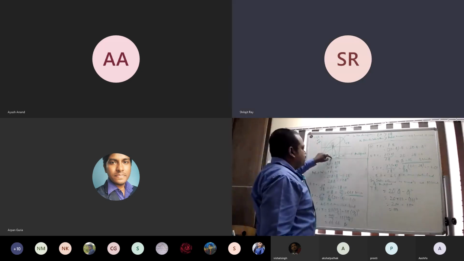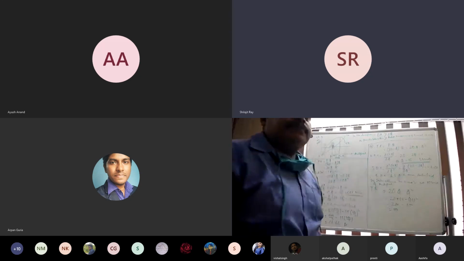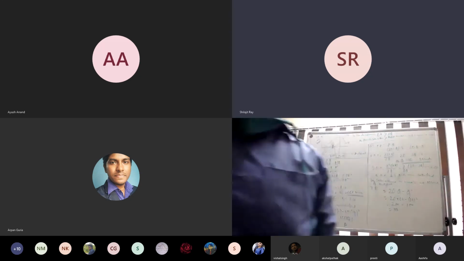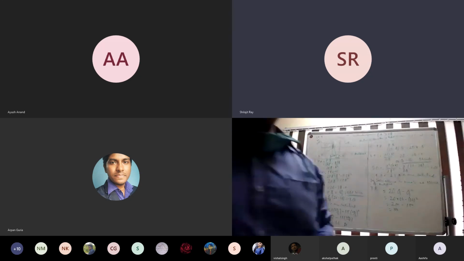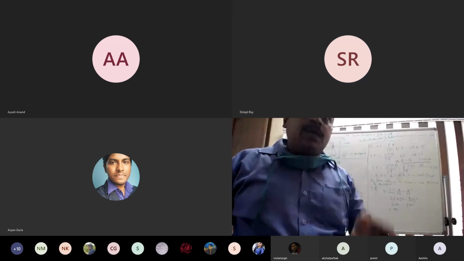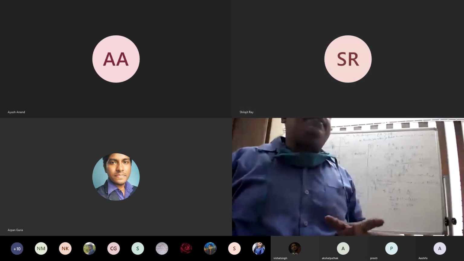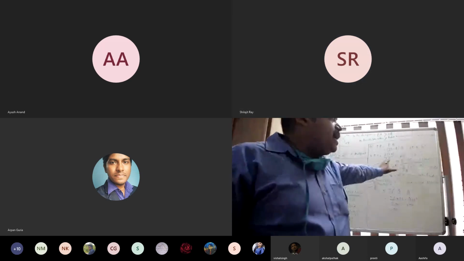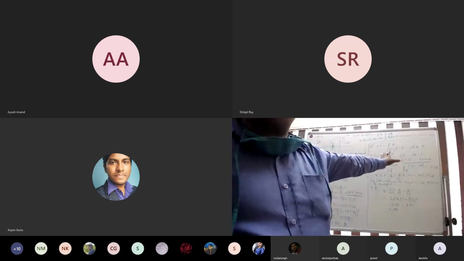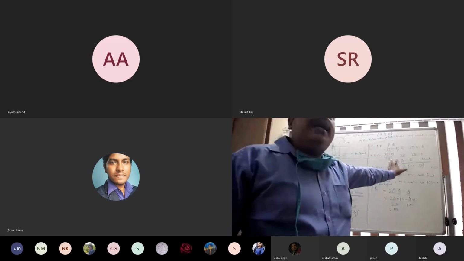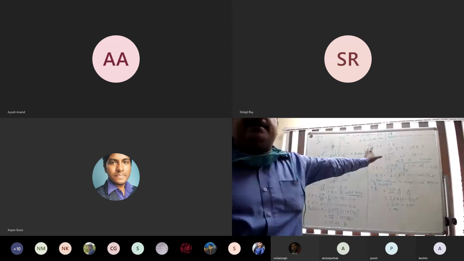But below the diagram, we need to explain the diagram, no? If you can explain it through the diagram, you will get full credit. If you don't give the diagram, 1 mark, half mark may be deducted. It depends upon the examiner.